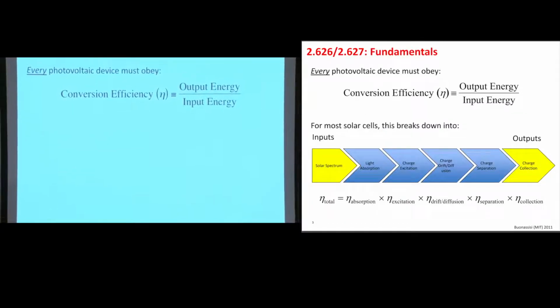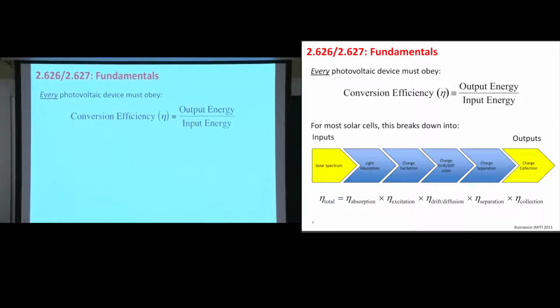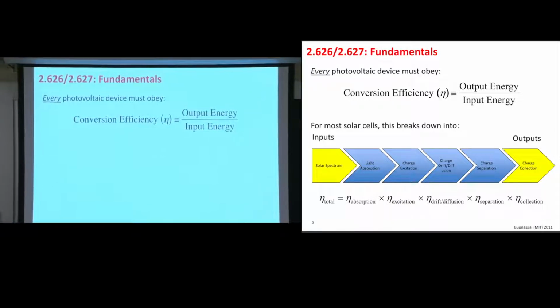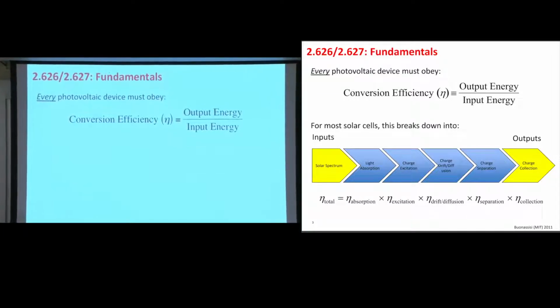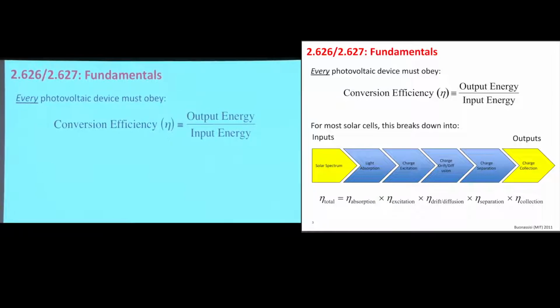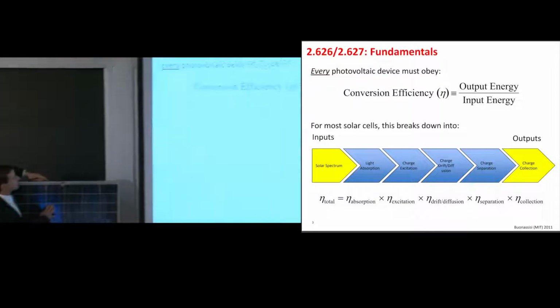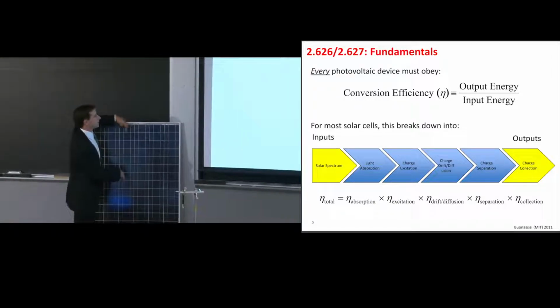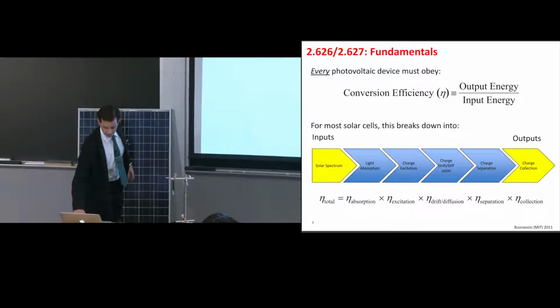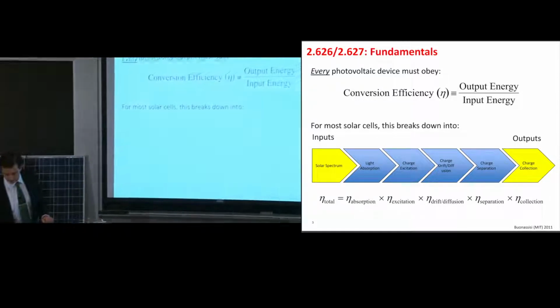So conversion efficiency is really what dictates the performance of the solar cell device. It's how the solar cell device converts sunlight, the input energy, to some usable output energy, which is in the form of electricity, typically from a solar panel. So the electricity coming out of these leads, for instance, right here. And that conversion efficiency, that simple equation, for most solar cells can break down into the following.